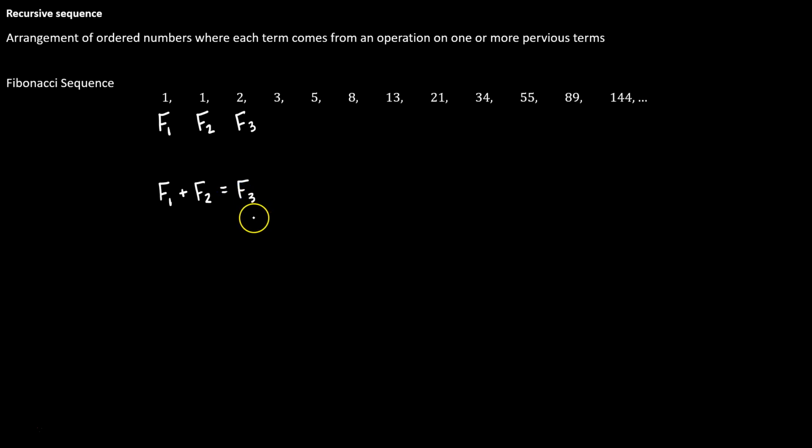And we can try to see if that pattern holds for any other 3 ordered terms. So let's identify this term as F4. And let's see if F2 plus F3 equals F4. Well, we have 1 plus 2. That definitely equals 3. So what we're seeing is that if you add 2 terms together that are next to each other, you'll get the term after them.